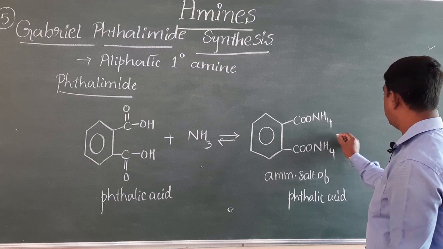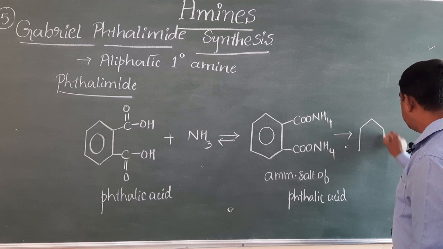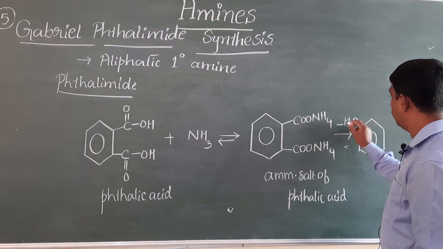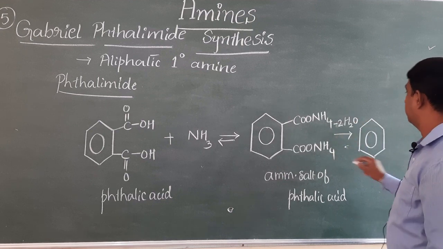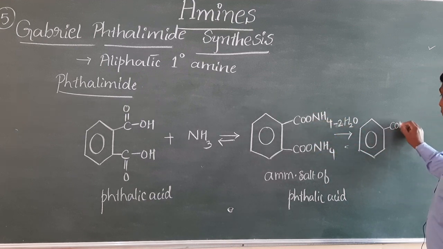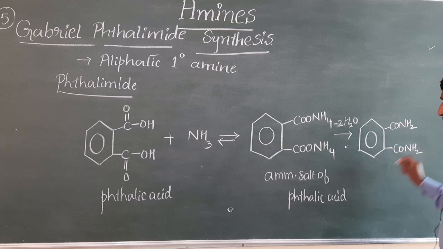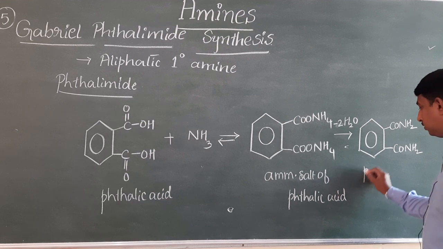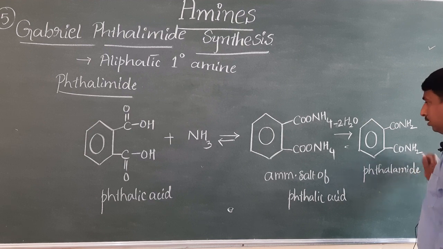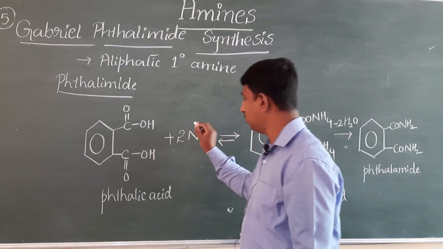So this ammonium salt of phthalic acid, when it is heated, loses water molecules, 2 molecules of water. After removing water from these two groups, I will get CONH2, CONH2. CONH2 means it is an amide. The name of this amide is phthalamide. Here I have used two molecules of ammonia.